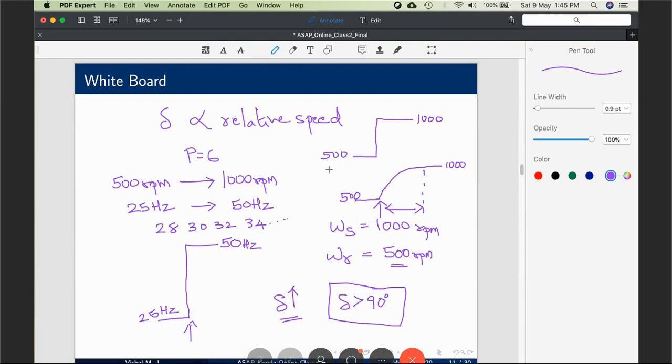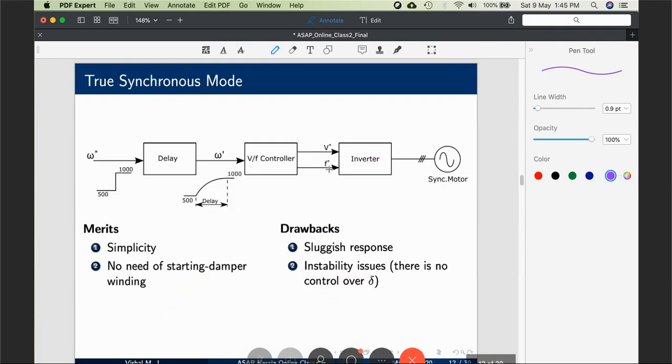Now, this is the true synchronous mode. We have, see. Excuse me, sir.